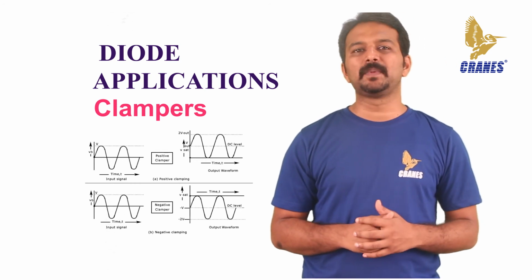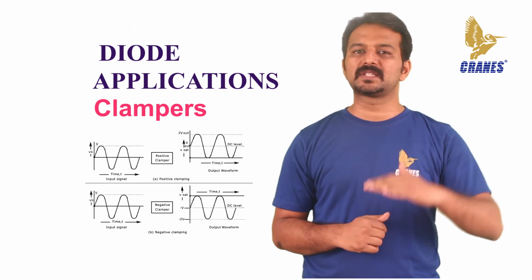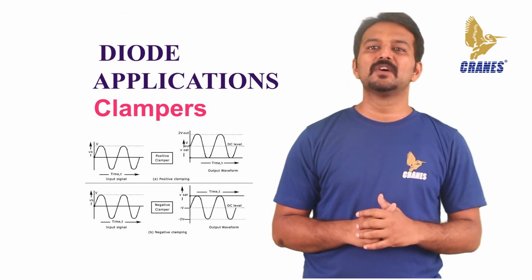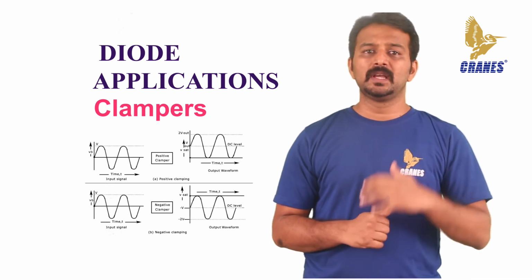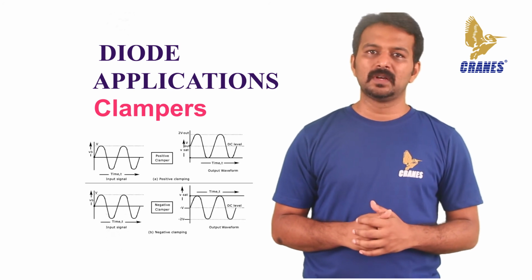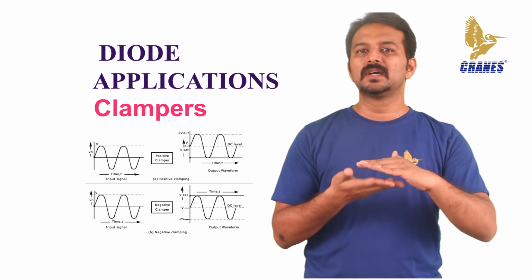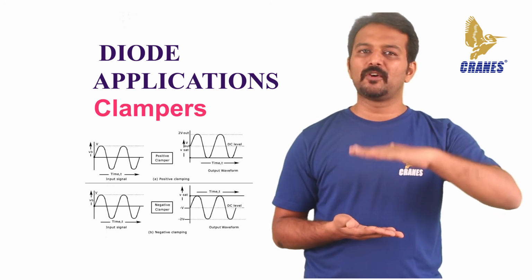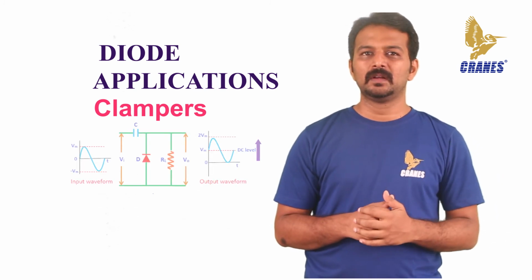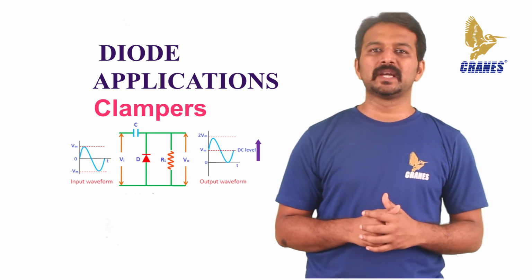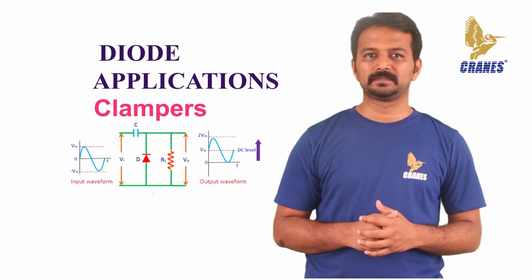In the positive clamping circuit, negative peaks are raised upwards, so the negative peaks fall on the 0 level. In the case of the negative clamping circuit, positive peaks are pushed downwards such that the positive peaks fall on the 0 level. Let's look at the diagram for understanding the diode applications in the clamping circuit.